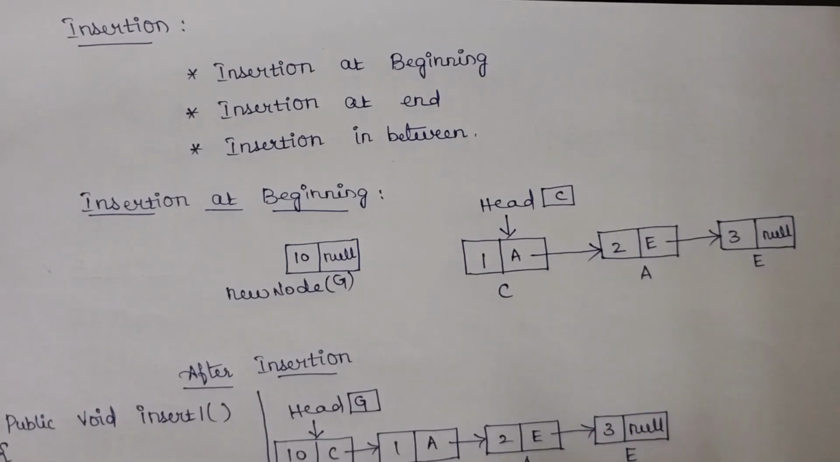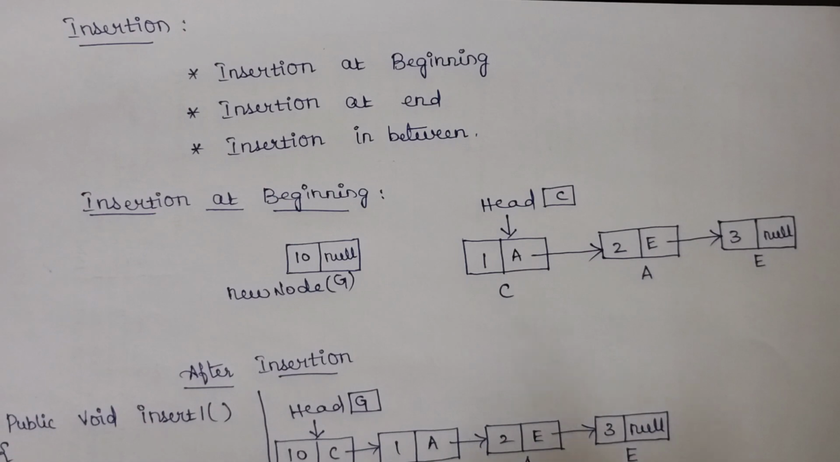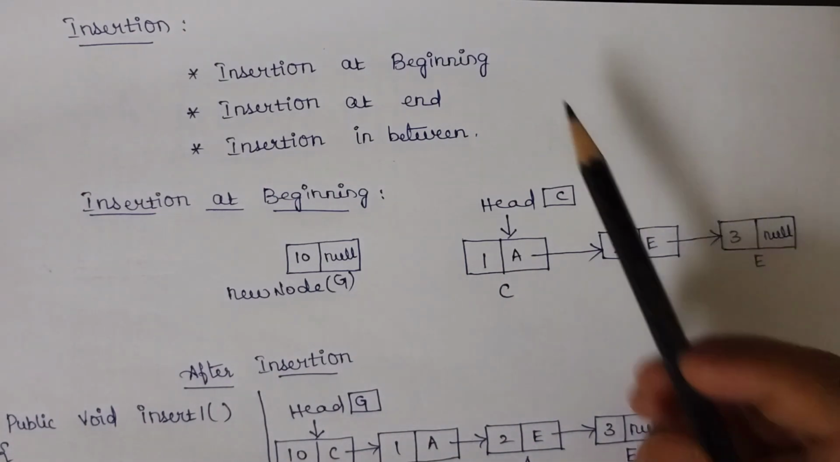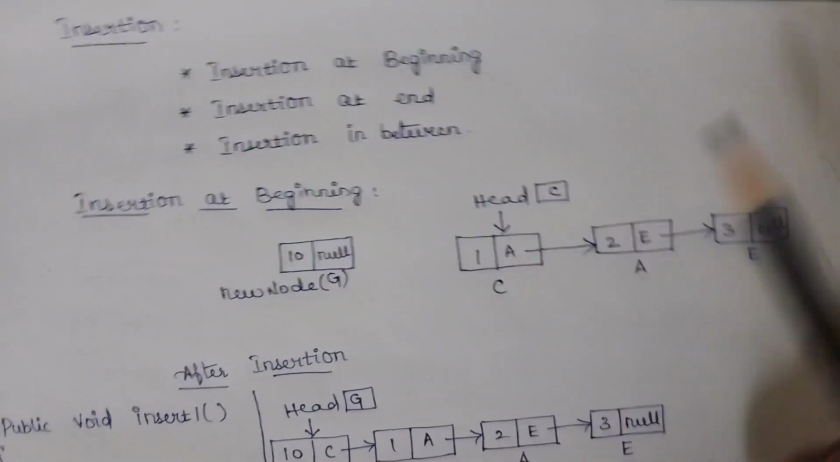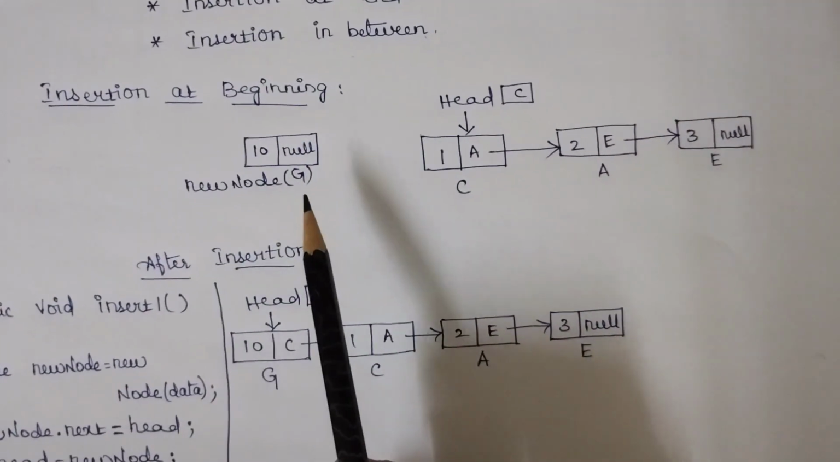And now in this video, we'll be discussing the insertion operation in a single linked list. Insertion can happen in three ways in the single linked list. That is insertion at beginning, insertion at end, and insertion in between. So first we'll see how insertion at beginning happens.